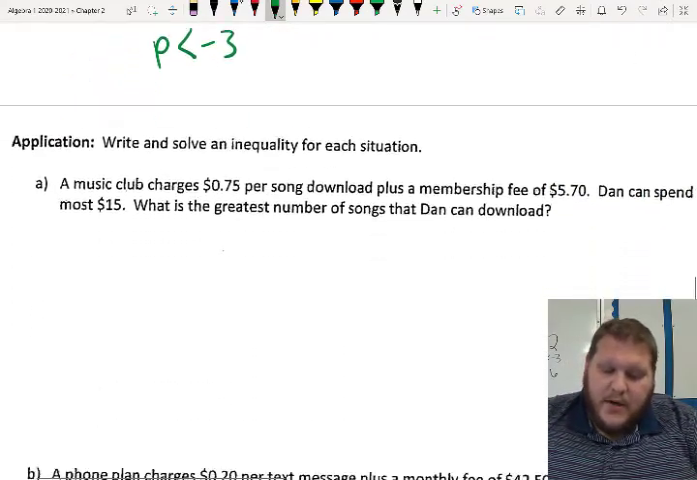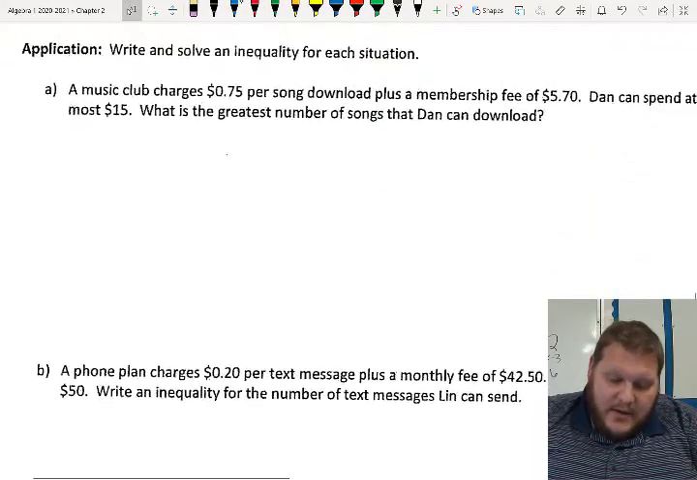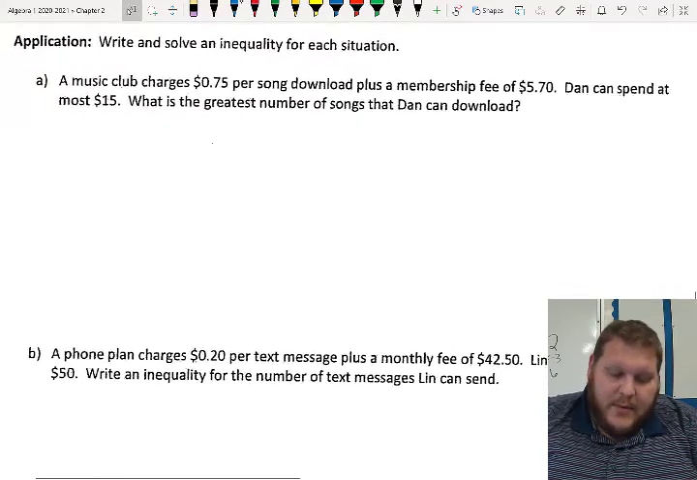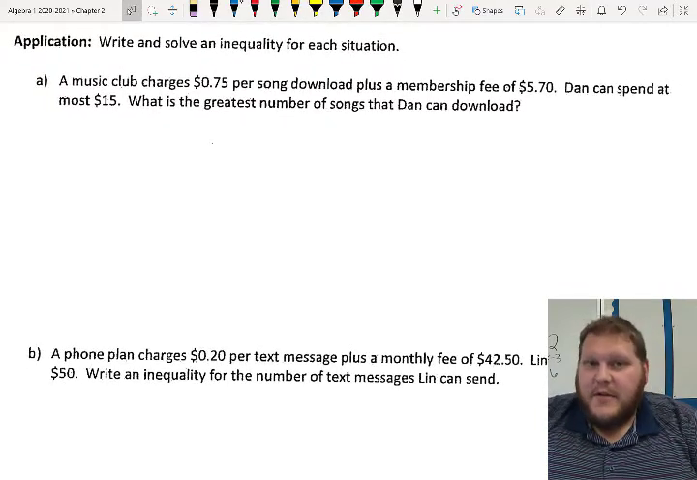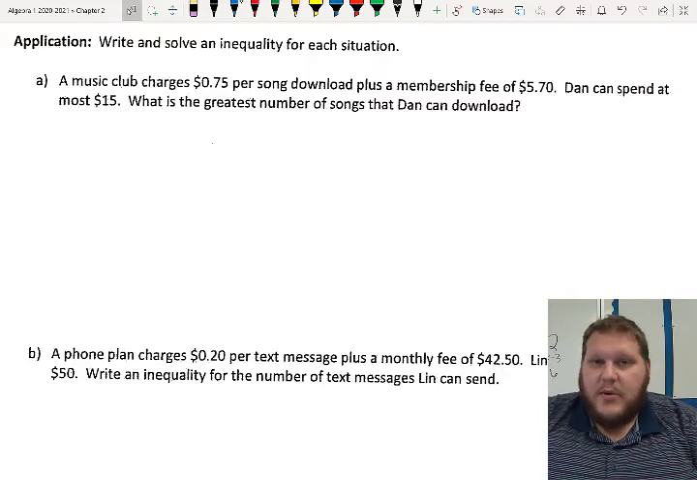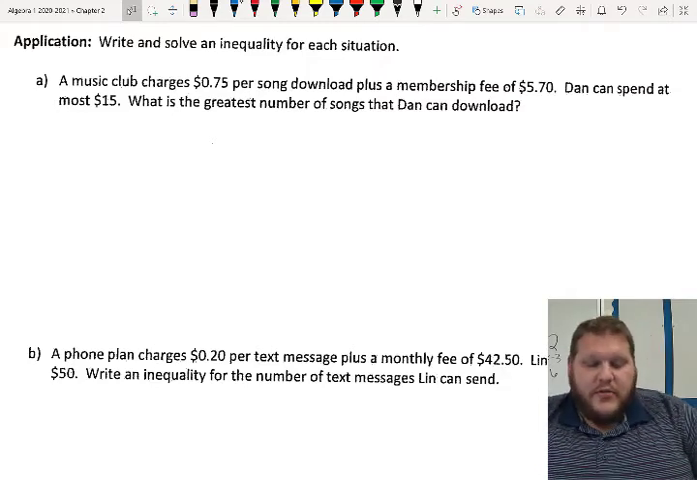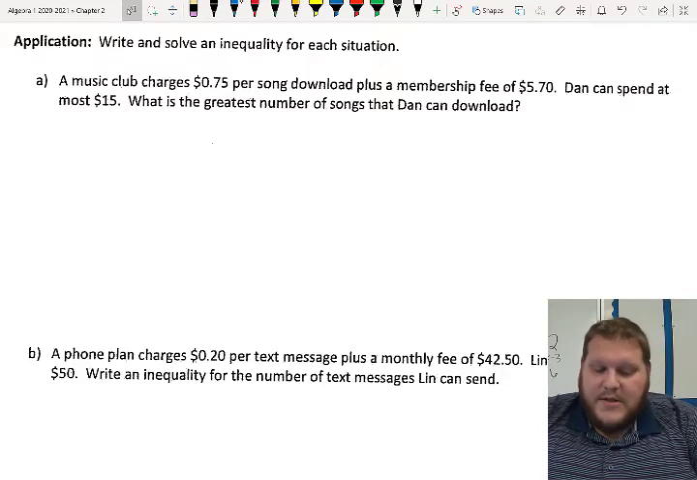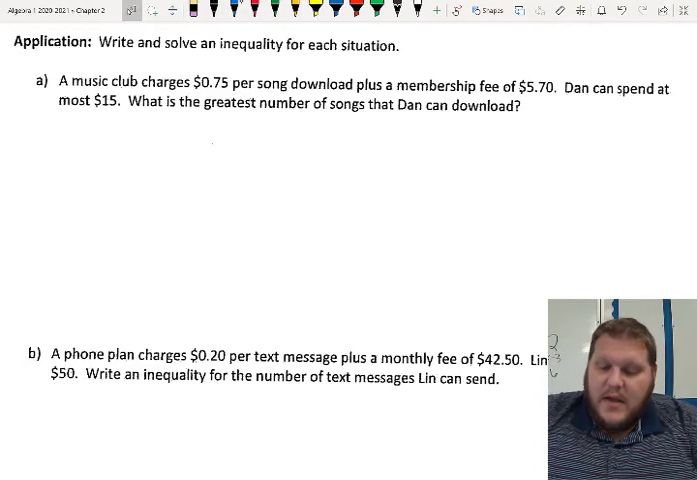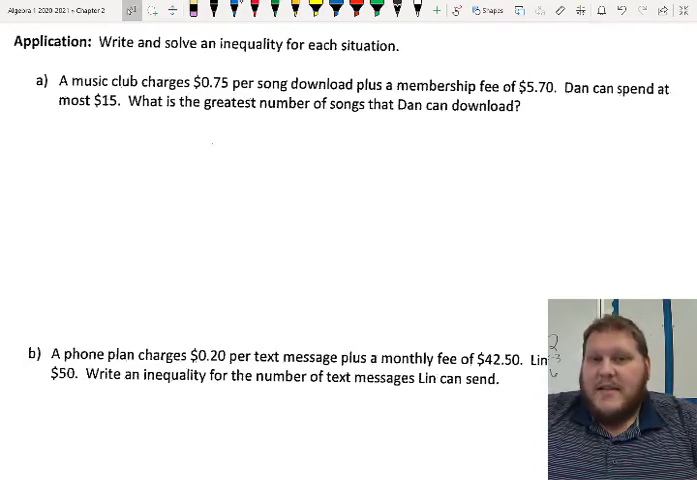The only other thing I want to do together here is a couple of word problems, some application problems, just so you guys get a feel for what those look like and being able to write those and solve those. So for part A, we've got a music club charges 75 cents per song download plus a membership fee of $5.70. If Dan can spend at most $15, what's the greatest number of songs that can be downloaded?